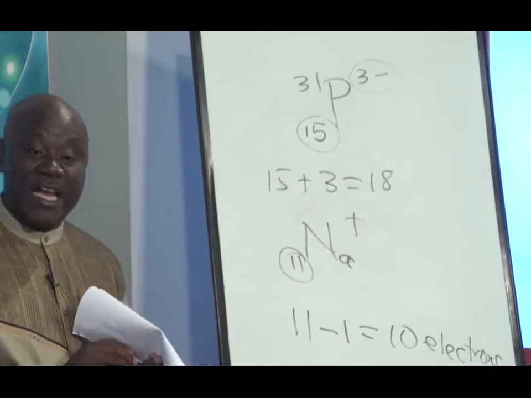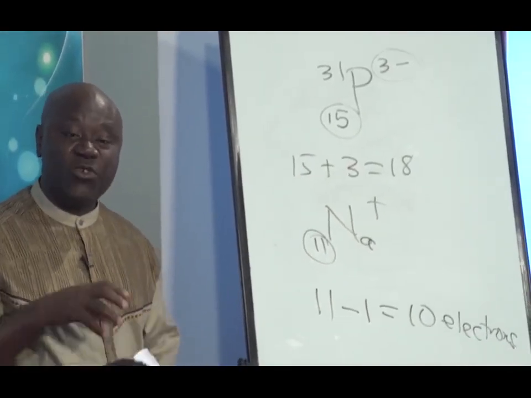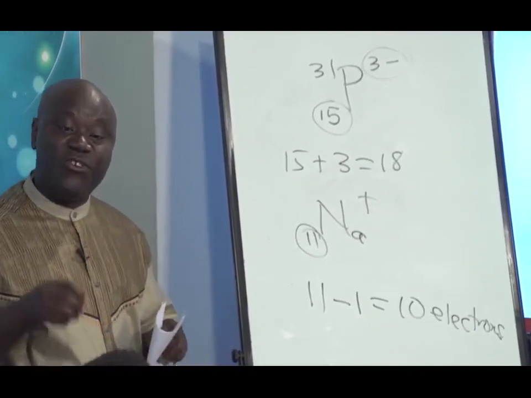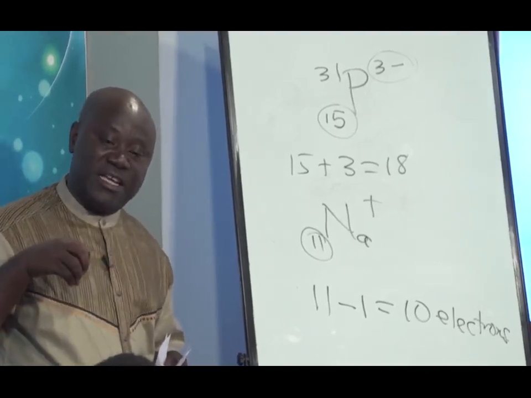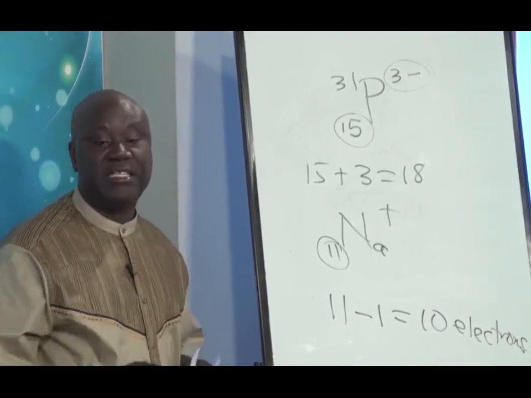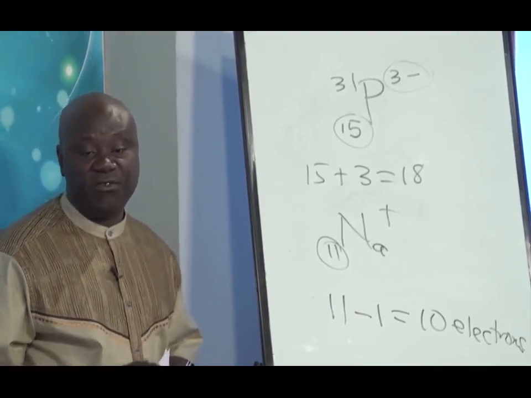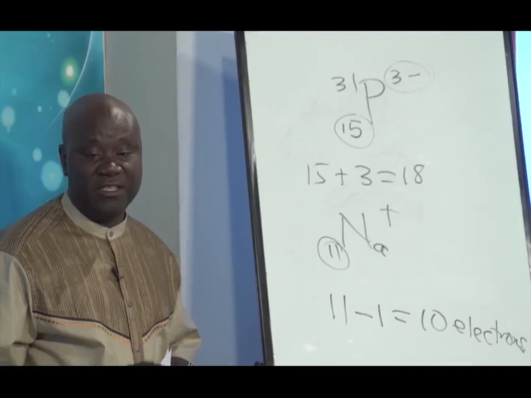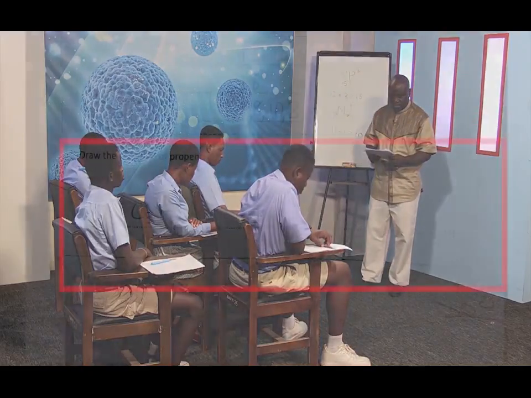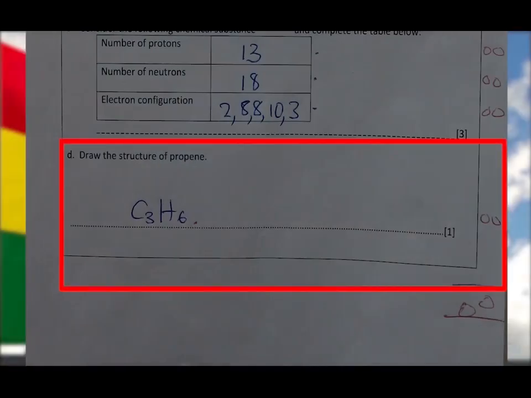So for anions, you need to add the total number of electrons gained to the atomic number. And for cations, you need to subtract the total number of electrons lost from the atomic number to get the number of electrons that you have to use to write the electron configuration. Have I made myself clear? Yes, sir. Very good.